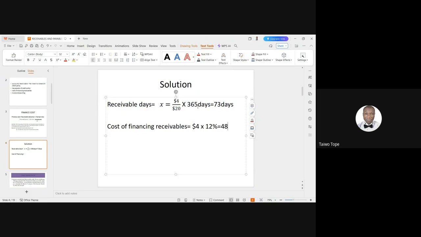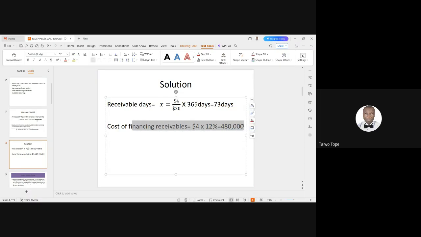from the bank urgently, what will be the cost to you? The cost will be what? 480,000.